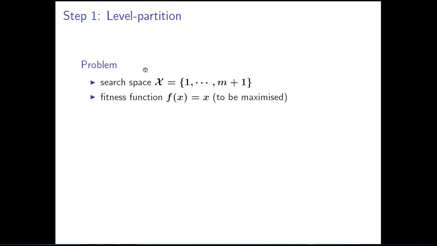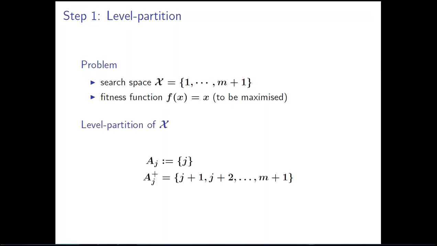Now the first thing we need to do, step 1, is to make a level partition. We have a search space, which is just the integers, and a fitness function, which is the identity function. Here, the level J corresponds simply to the search point J. So A_J plus is all integers larger than J.